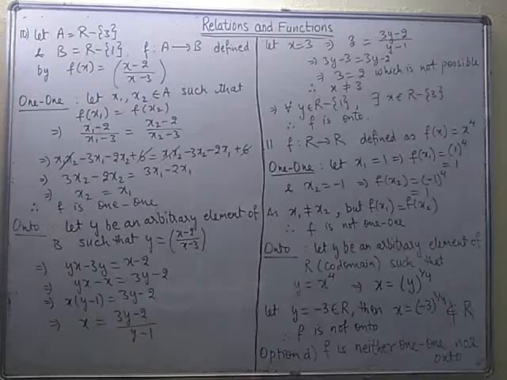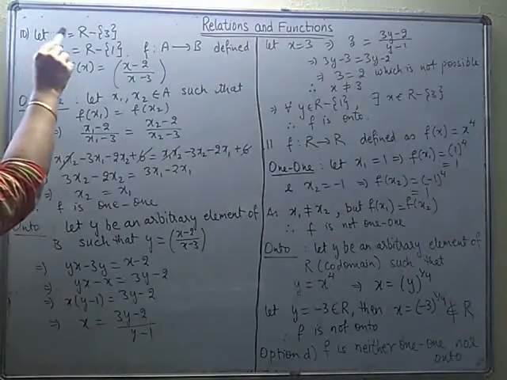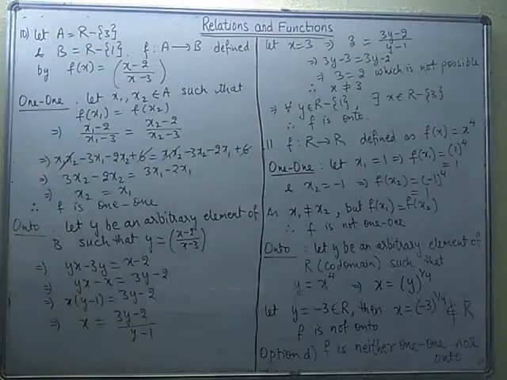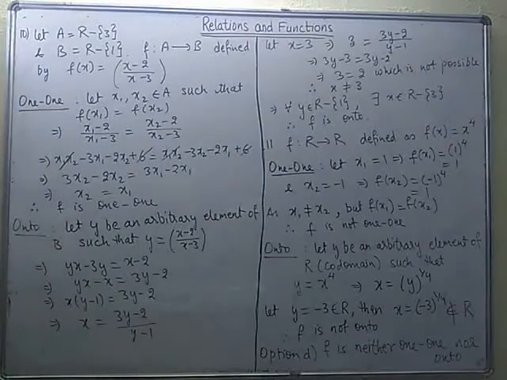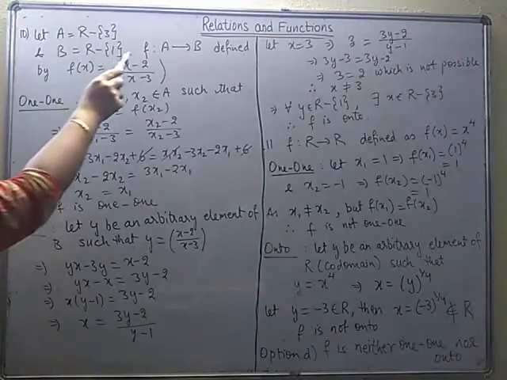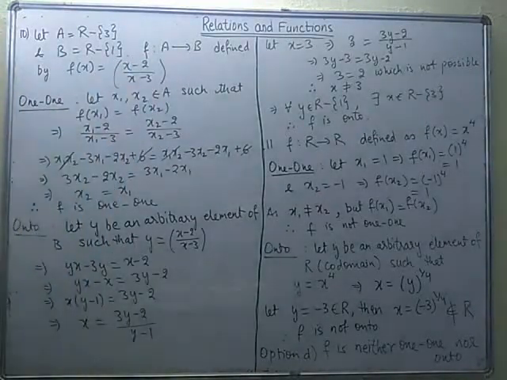Few more examples, children, to understand the concept of one-one onto functions. Question number 10 from the exercise. We are given set A, which is denoting all real numbers except 3, and set B is denoting all real numbers except 1. And a function f is defined from set A to set B.